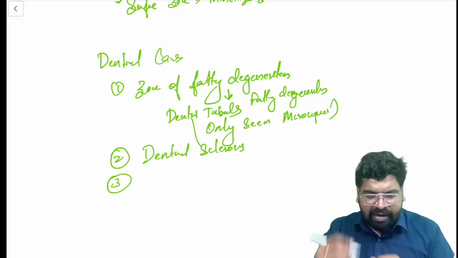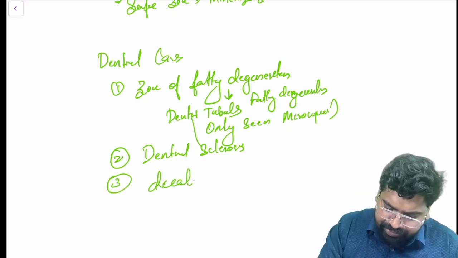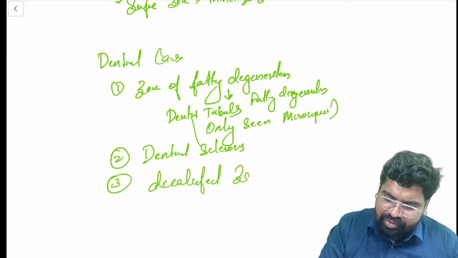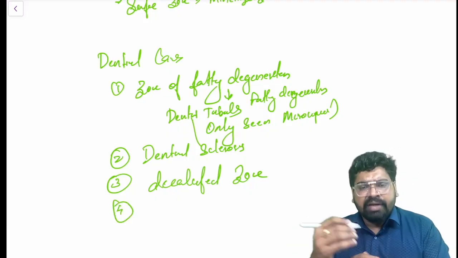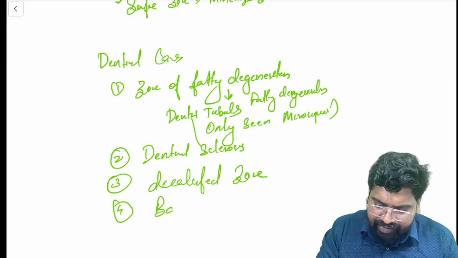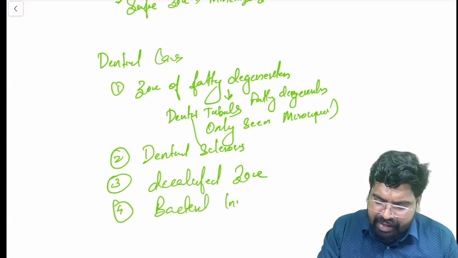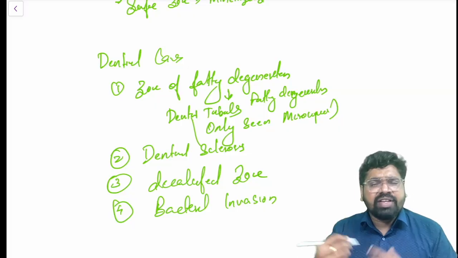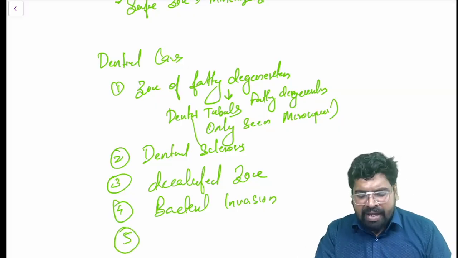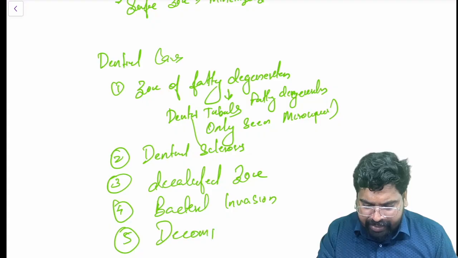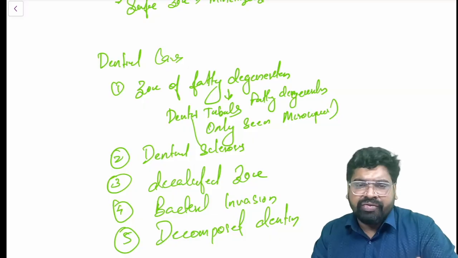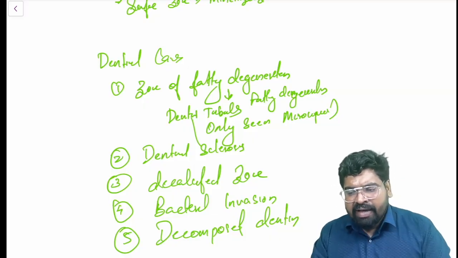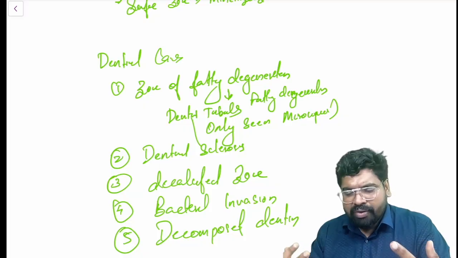The third one is the decalcified zone, where the dentinal tubules are decalcified. The fourth zone, a little more outward, is the zone of bacterial invasion. And the last zone is the decomposed dentin. Now just remember the zones of enamel and dentinal caries. They are not going to ask you much about this.